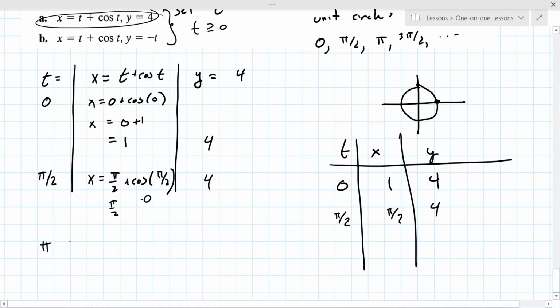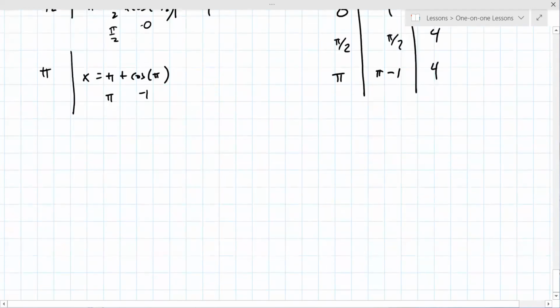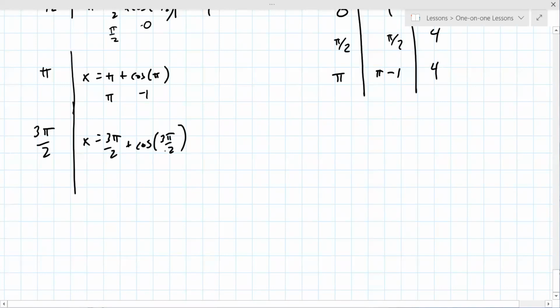Then we'll go to pi. So we have x equals pi plus cosine of pi. Cosine of pi is -1. So this is pi minus 1 at pi, and y is still 4. And we'll do one more, 3 pi over 2. So that's x equals 3 pi over 2 plus cosine 3 pi over 2. Cosine 3 pi over 2 is 0, so this is just 3 pi over 2. It's still 4, and so on.